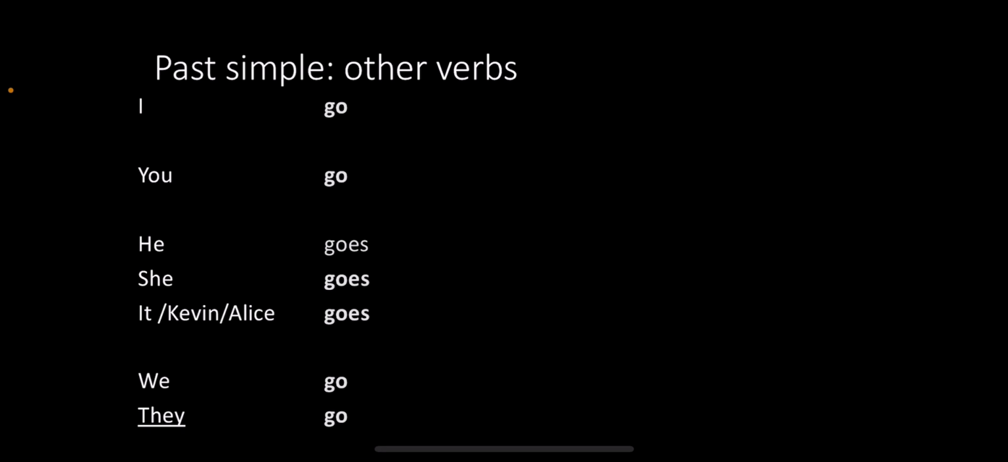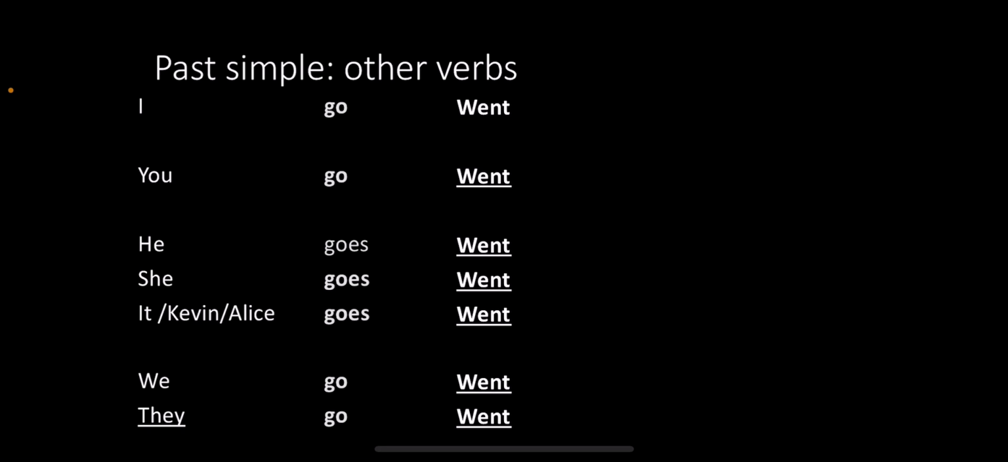We know that conjugation in present. In past, we don't have to conjugate. We just have to transform the verb into past. I mean, we conjugate in past, but that's it. So I went, you went, he went, she went, everybody went. It's the same structure that we use in past, right?